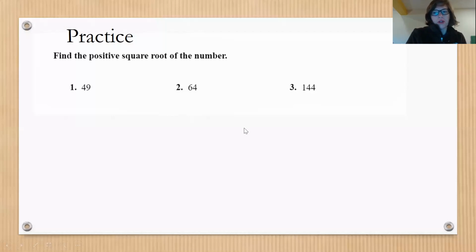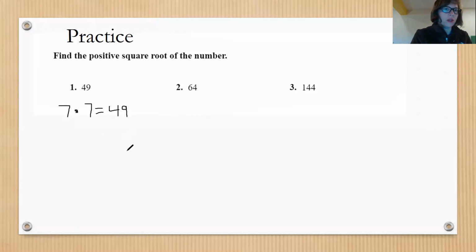All right, so we're going to do some practice together. The directions say to find the positive square root of the number. Okay, so problem number 1 is 49. We think about multiplication. We know that 7 times 7 equals 49, right?